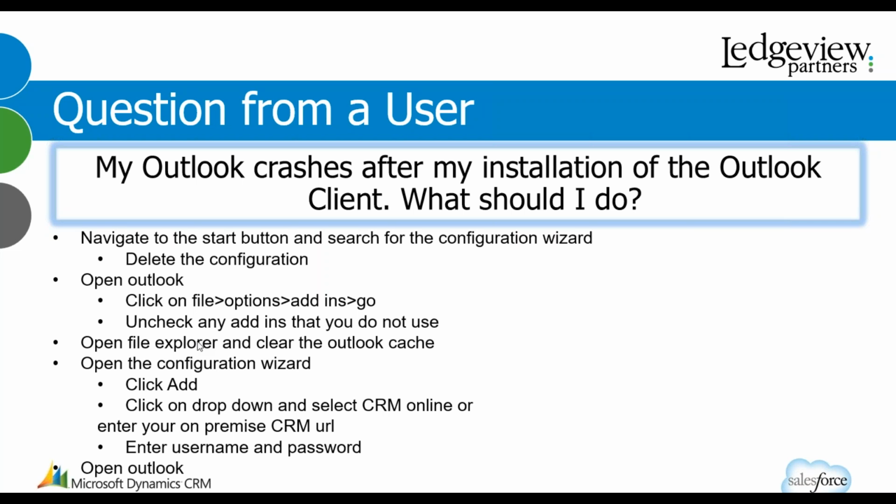At that point, you're going to want to open the File Explorer and clear out your Outlook cache. If you ever have any questions on how to do that, we can definitely help you with that. There's a little bit of a process to it. Then you want to go back into that configuration wizard and add a new configuration. All you're going to do is select your drop-down and select CRM Online, or if you're on-premise, you're going to enter your on-premise CRM URL. Enter your username and password. Takes about 5 to 10 minutes for it to completely configure depending on the speed. Then open Outlook back up, and it should not be crashing at that point.